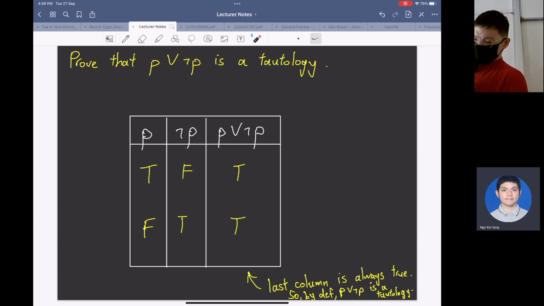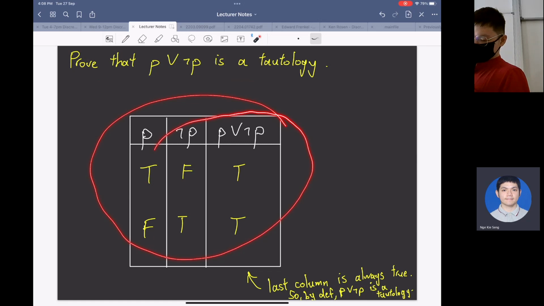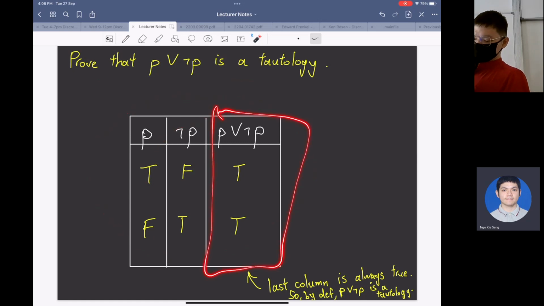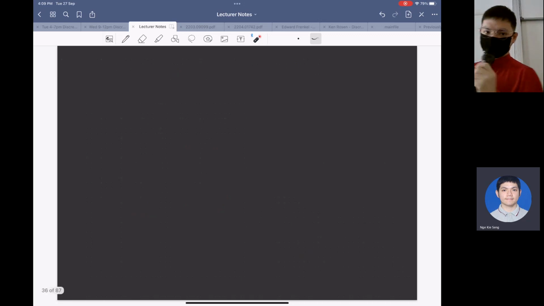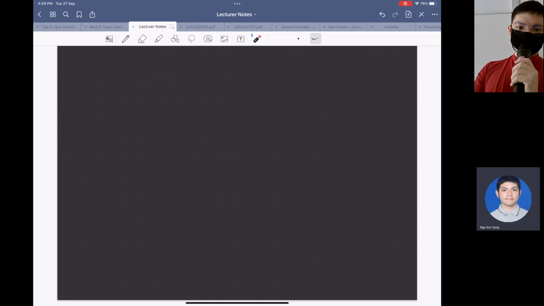So I'll just recall. For example, to prove that P or not P is a tautology, you do a truth table, and then you will see that the compound proposition is always true. Similarly, if you do it for a contradiction, you will see that P and not P is always false. Okay? So today I will go into something called logical equivalence that I promised you last time.